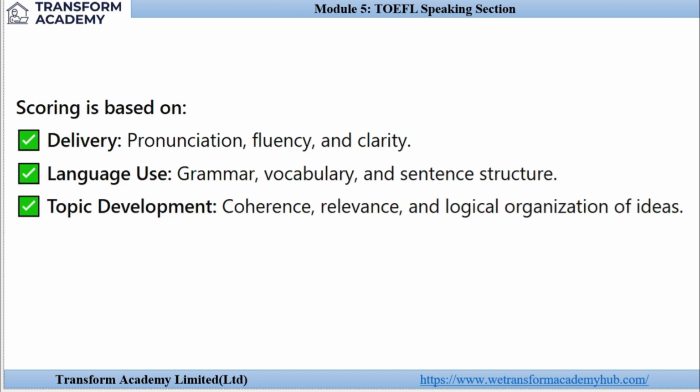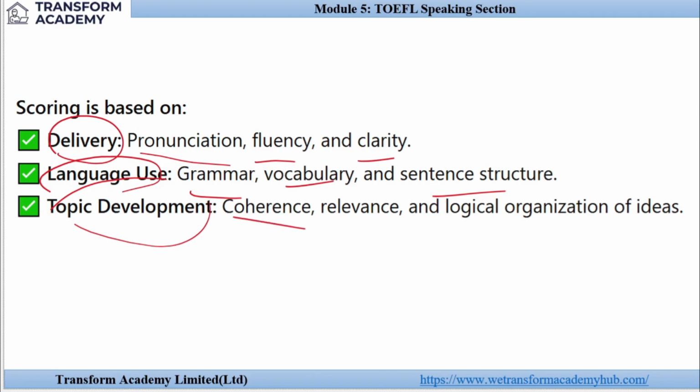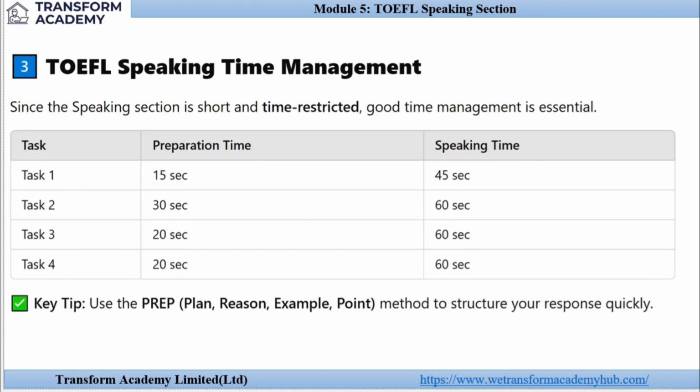Now the scoring is based on delivery. So that's pronunciation, fluency, and clarity. It's based on the language used. So that's grammar, vocabulary, and sentence structure. It's based on the topic development, so its coherence, relevance, and logical organization of ideas.